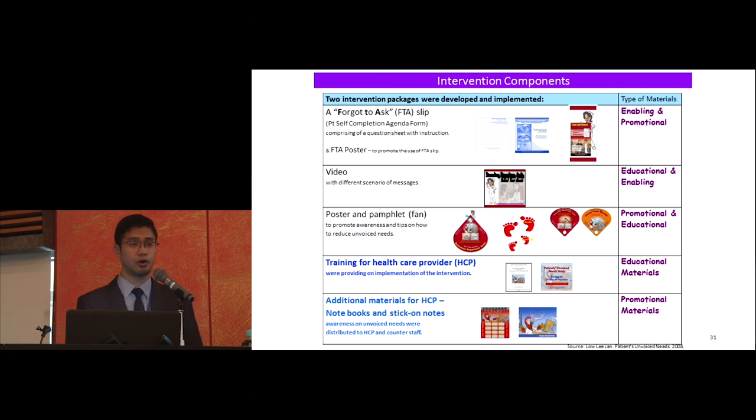First is what is known as the forgot to ask slip. This is a patient self-completion agenda form. So at the registration counter, the patients were given a piece of paper to write down their concerns even before they see the doctor during the consultation. And there are videos and posters to increase awareness and educate the patients during waiting time.